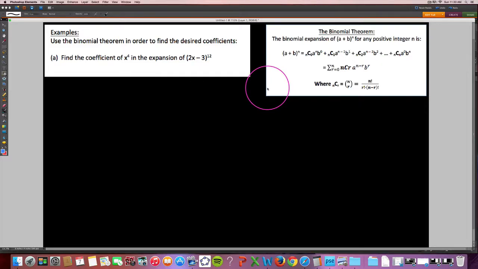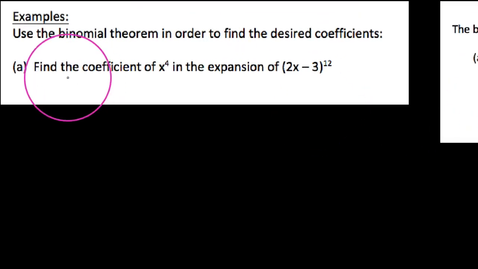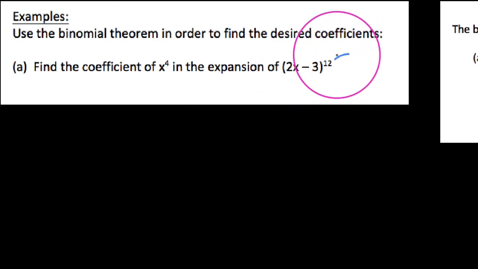So we're going to look at a fairly common task that we're given to do when it comes to binomial expansions, and talk about why it would be inefficient to use Pascal's triangle to do so. It says use the binomial theorem in order to find the desired coefficients. All we want to do on this problem is find the coefficient of x to the fourth in this expansion. So you'll notice that we're expanding this binomial, but we're expanding it to the 12th power.